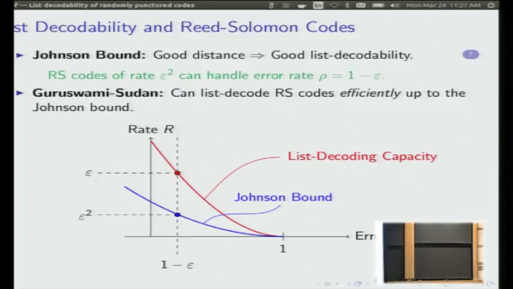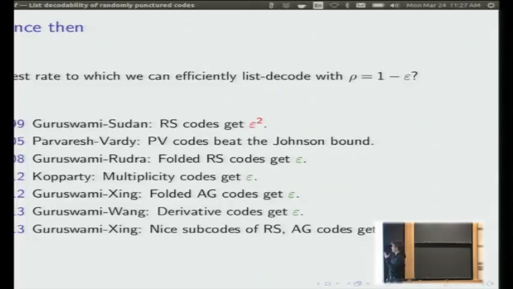And the Johnson bound here says epsilon squared. And when epsilon is small, then epsilon squared is quite a bit smaller than epsilon. So this is not the right asymptotics on epsilon. And so we might ask, well, can we close this gap? Okay. And in fact, lots of people have asked this. Can I get a rate of epsilon with error rate 1 minus epsilon efficiently?